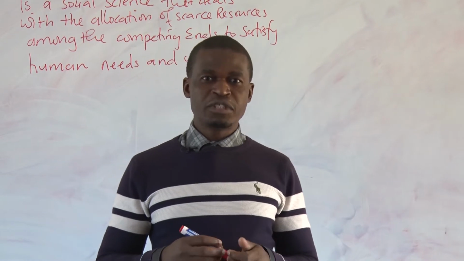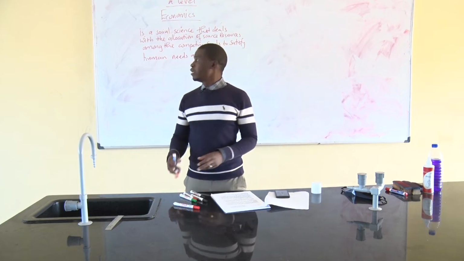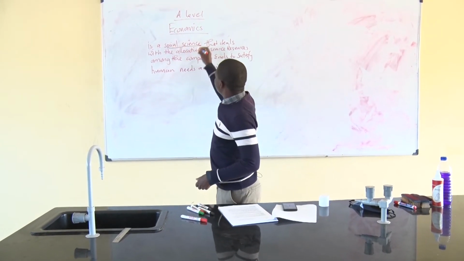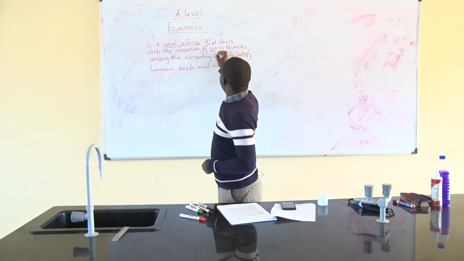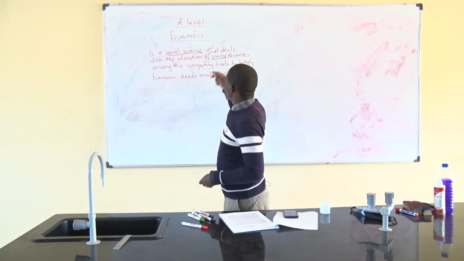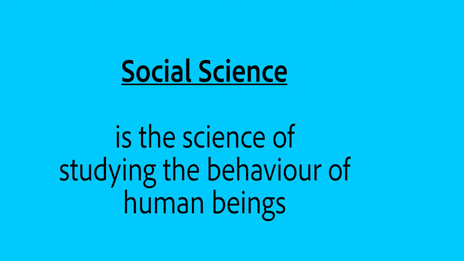So firstly, I will define what economics is. Economics is a social science that deals with the allocation of scarce resources among competing ends to satisfy human needs and wants. We have 2 or 3 words that also need to be defined here: social science, scarce resources, and competing needs and wants. Social science is just the science of studying the behavior of human beings.